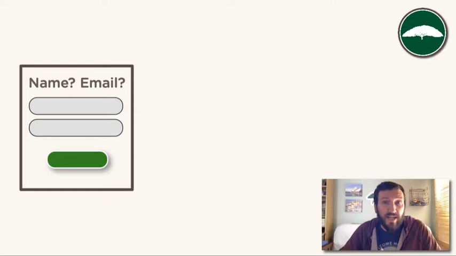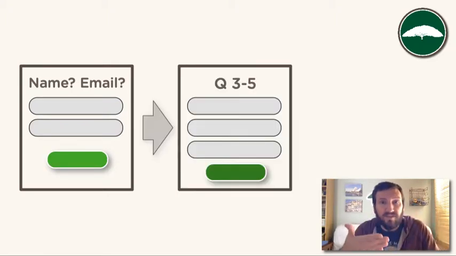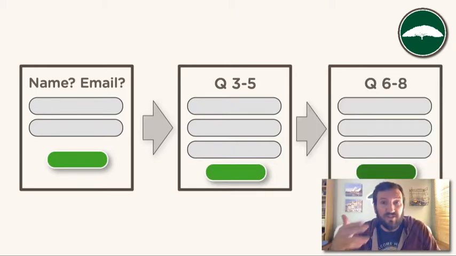So the first stage, the first form that they fill out might just have their first name and email. And then when they submit that, it takes them to a second form which has questions 3, 4, 5. And then when they submit that, it takes them to a third form that has questions 6, 7, 8, right?